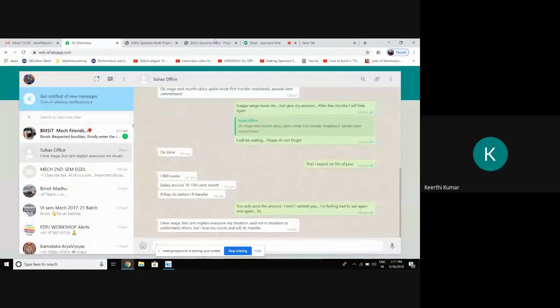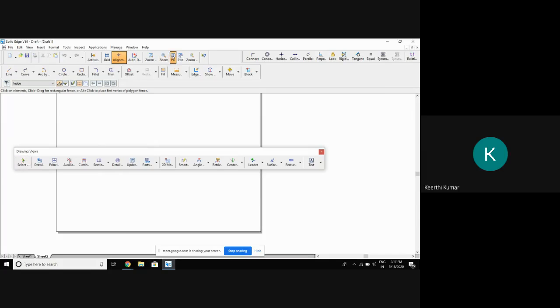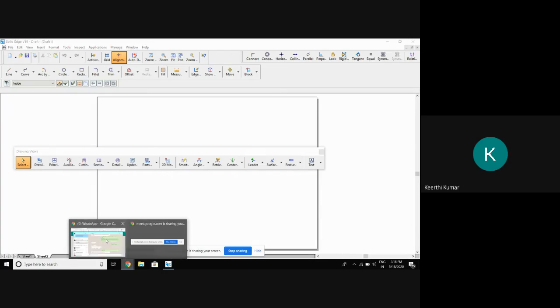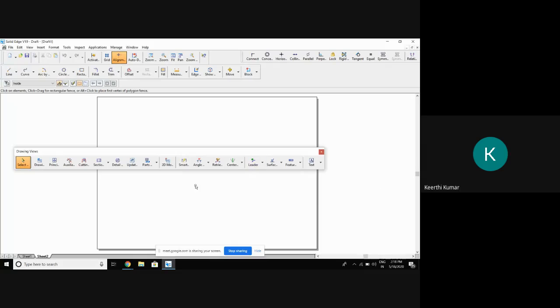Okay, I'll copy here. I'll just copy once again. I have pasted the question here. So what is the question given? Instead of AB, he has taken the point as PQ. That's all. A point P is 40 mm above HP.